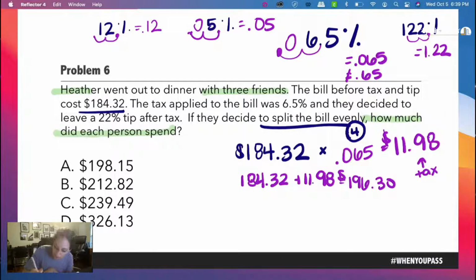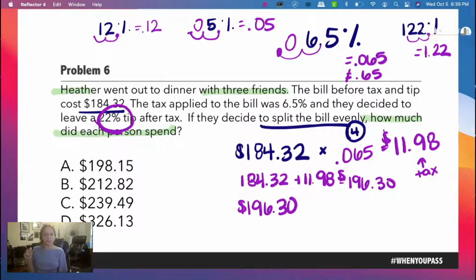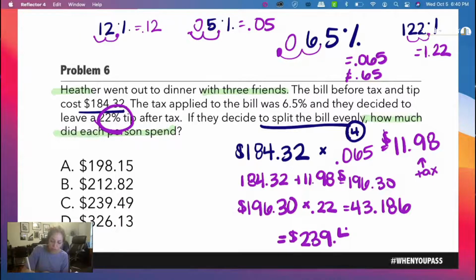Okay, now that I have $196.30, I'm going to look at my tip, which is 22%. What am I going to do? Hop that decimal 2 places to the left and multiply by 0.22. $196.30 times 0.22 equals $43.18 with 6/1000ths of a cent. So we're going to round that off, and then add it to the $196.30, which equals $239.49 when we round it off.